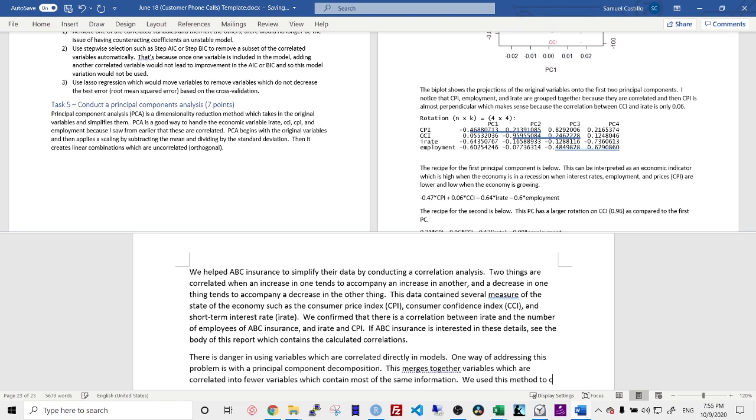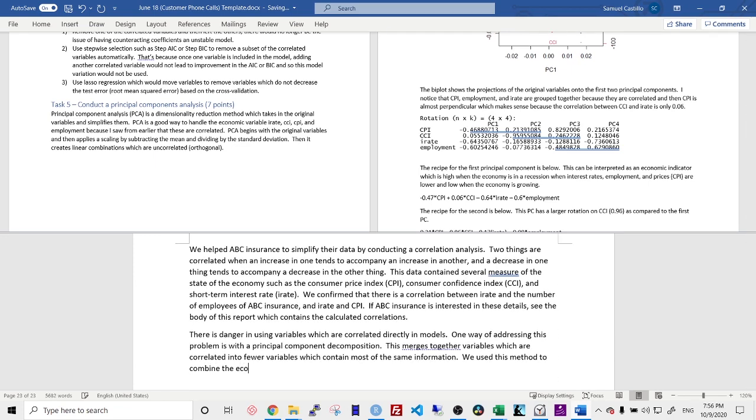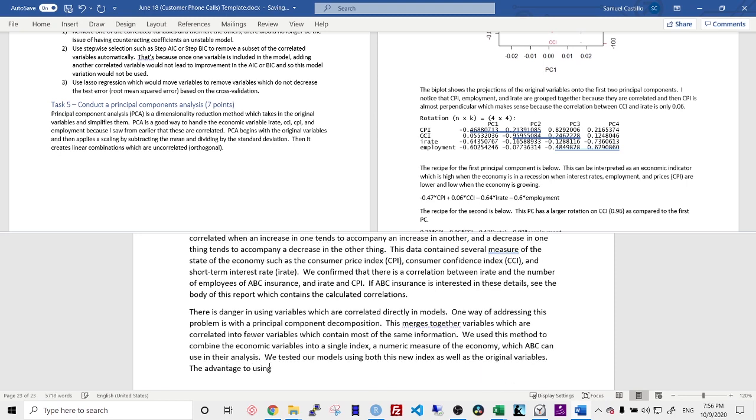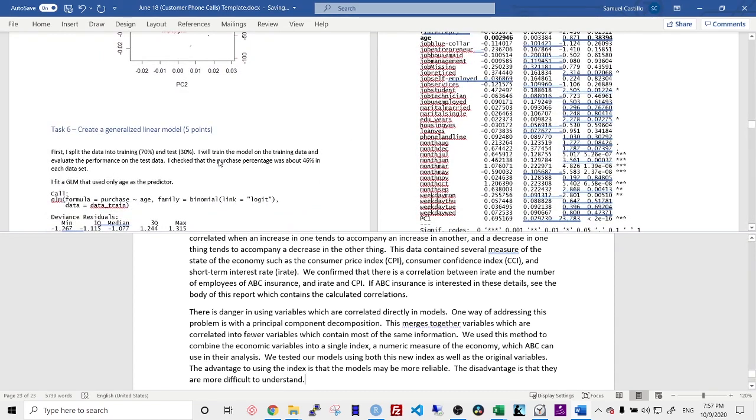We use this method to combine the economic variables into a single index, a numeric measure of the economy, which ABC can use in their analysis. We tested our models using both this new index as well as the original variables. The advantage to using the index is that the models may be more reliable. The disadvantage is that they are more difficult to understand. And then we created a generalized linear model.